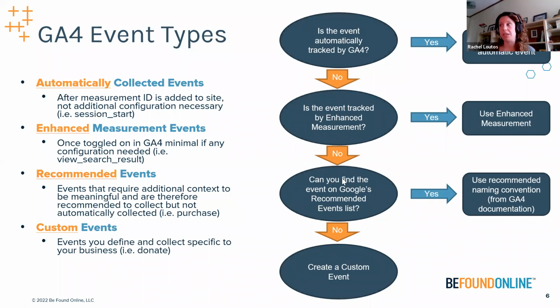If no, you keep going down and you're going to ask yourself if you can find the event on Google's recommended event list. Again, right there, right? If it is on that list, you're going to use the recommended naming convention from the GA4 documentation. And if not, that is when you're going to create a custom event.